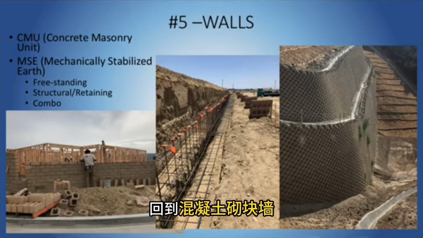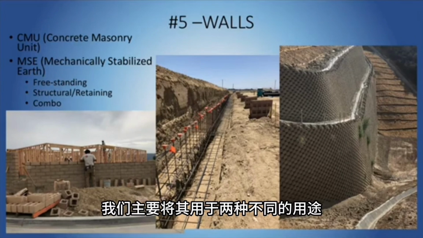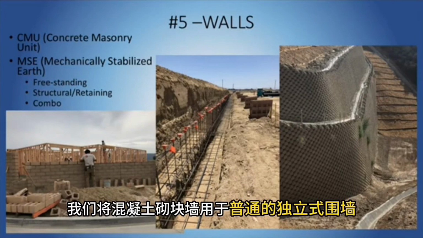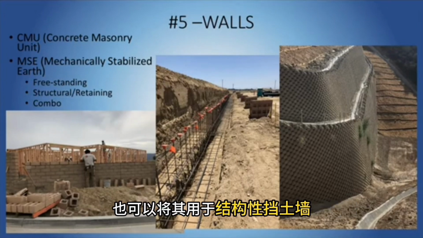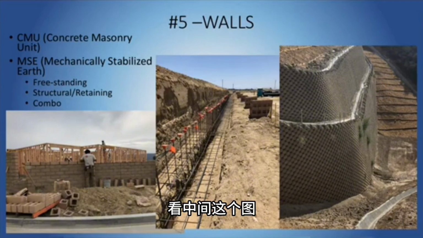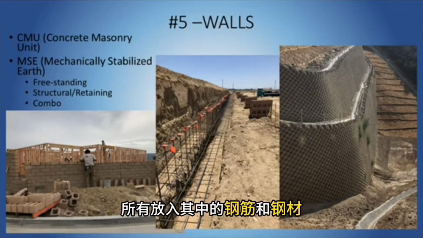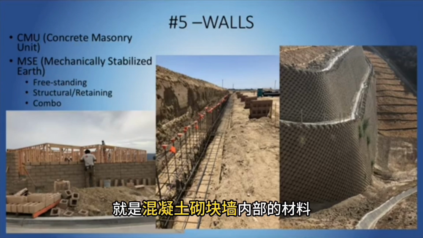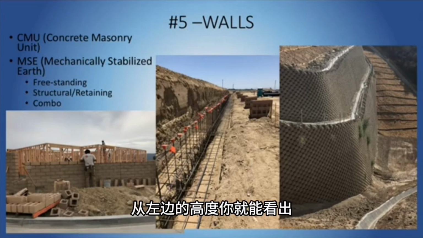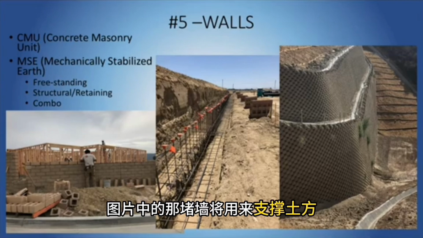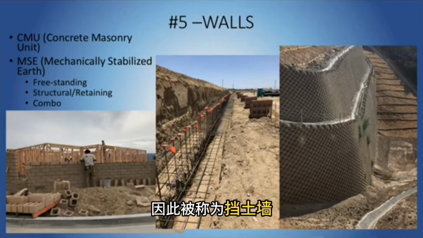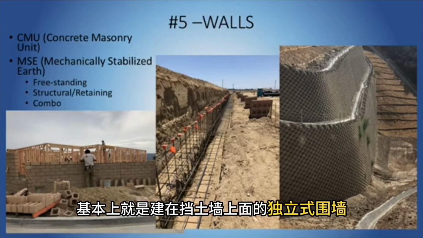So going back to the CMU walls, there's mainly 2 different types of things that we use it for. We use CMU wall just for a typical freestanding wall. You can also use it for a structural retaining wall. Right there in the middle, you can see that's going to be a retaining wall. All that reinforcement and steel that goes in there, that's what's inside the CMU walls. But you can even just see that drop off on the left, that wall in that picture, that's going to be the earth that the wall is going to be holding up, thus called a retaining wall. You can also have combo walls, which is basically a freestanding wall sitting on top of retaining walls.